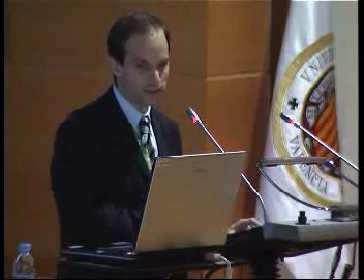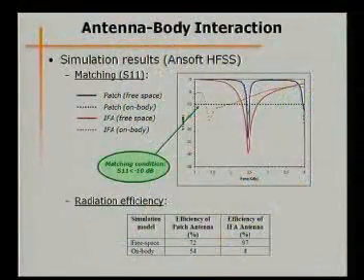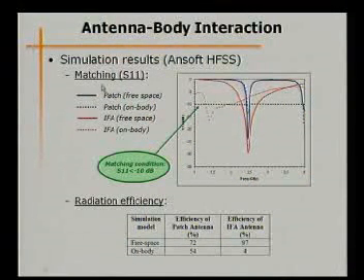I will show you some simulated results obtained with the Ansoft HFSS electromagnetic simulator. The first of them is the matching, which is the matching of the antenna to a 50 ohm line. So normally we consider that the antenna is matched to the line when the reflected power is less than 10%. It means that the S11 parameter is below minus 10 dB. You can see that for the patch antenna, it doesn't matter if the patch is in free space or on the body, the matching is still okay at 2.4 gigahertz.